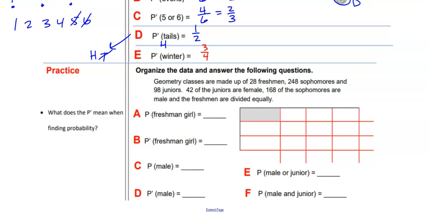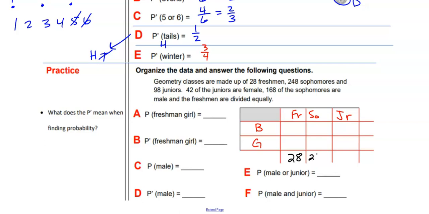So we're going to organize our table like this. We're going to do boys and girls. We're going to do freshmen, sophomores, and juniors. Okay, and then we're going to organize our table. So it says there are 28 freshmen. So all together, this is our total amount of freshmen is 28.